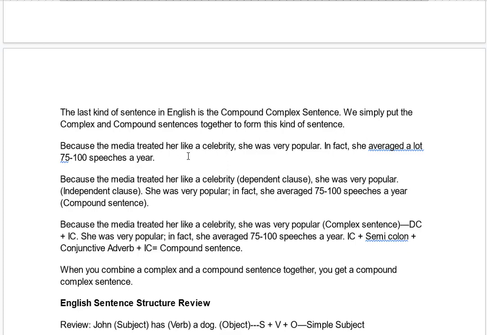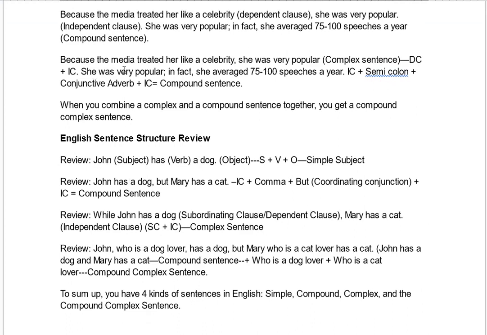So the compound sentence is, she was very popular, she averaged a lot of speeches. And the dependent clause is, because the media treated her like a celebrity. So when you put a compound sentence and a complex sentence together, you have a compound complex sentence. Okay, so because the media treated her like a celebrity, that's the dependent clause. She was very popular. So these two sentences, that's a complex sentence. Then she was very popular, she averaged a lot of speeches. That's a compound sentence. So you put the two together and it becomes a compound complex sentence.